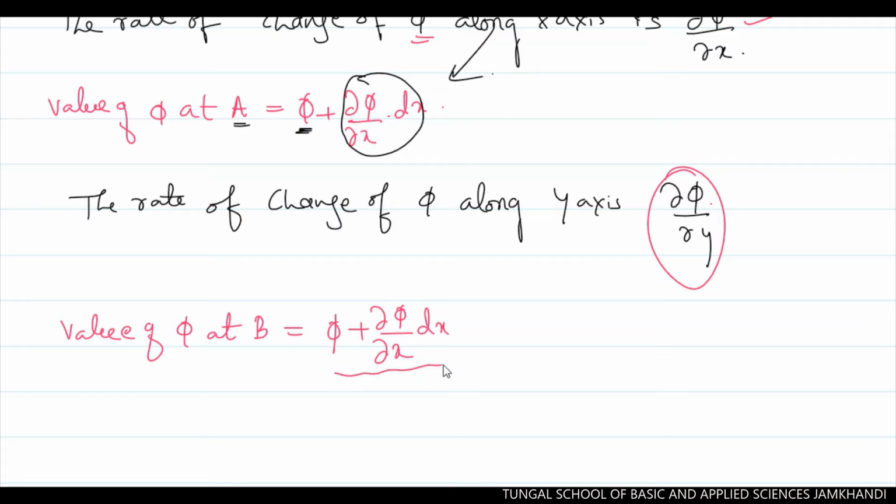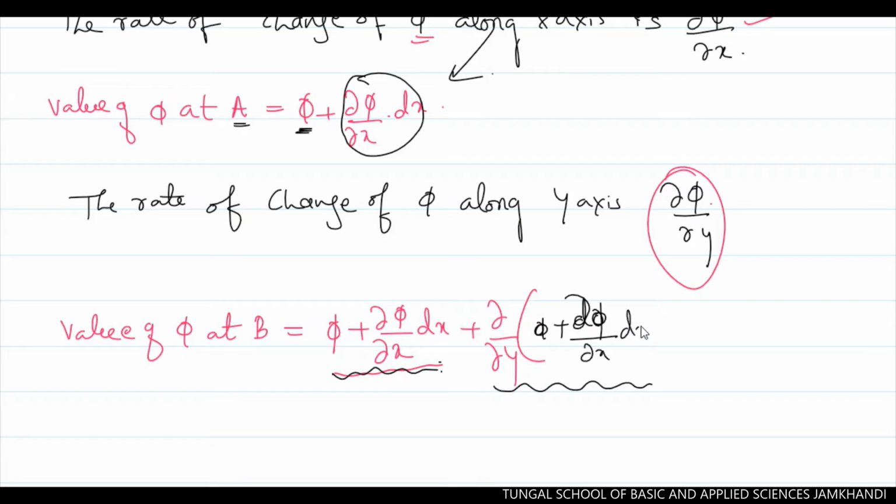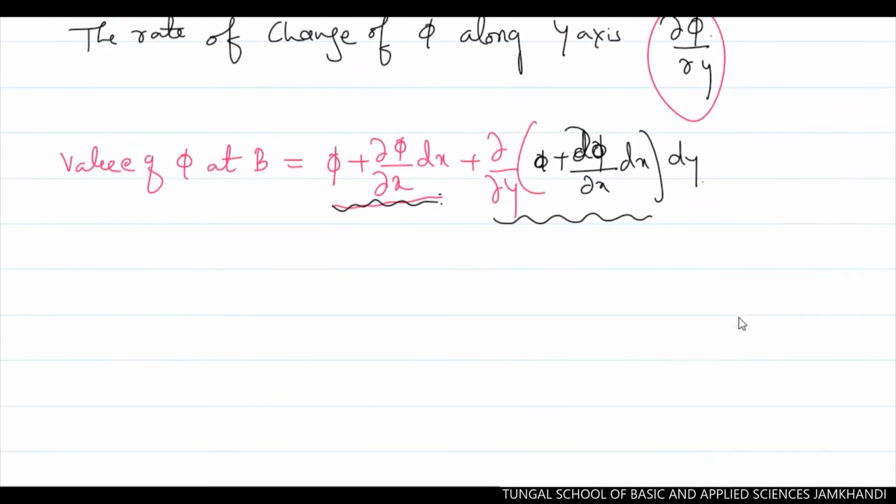Then this is up to A, this is point A. Then if you go along the y direction up to B, it becomes dou by dou y of whatever variation happened till now, it will be the variation along the y-axis, because this is still up to point A, this is the value of that function at point A. Then this is going to be the value of that same function at point B. So that is the total variation of the function from P to B. So this one is defined as phi plus dou phi divided by dou x into dx, whole bracket into dy, because it is a variation along x and y both.